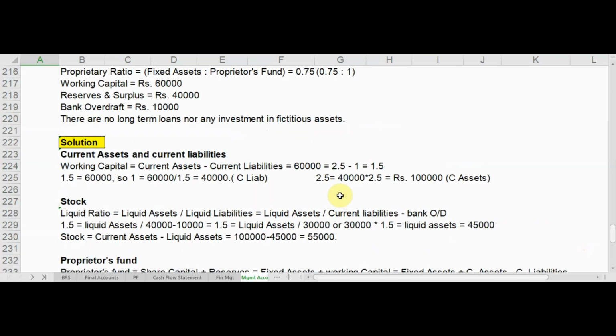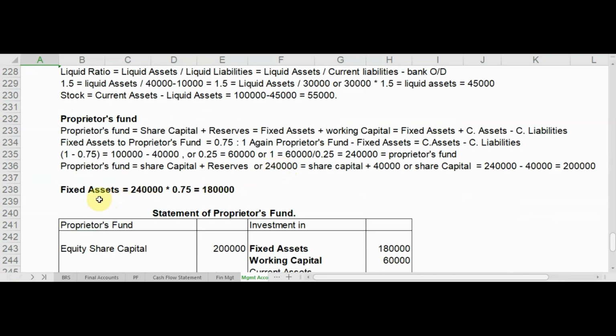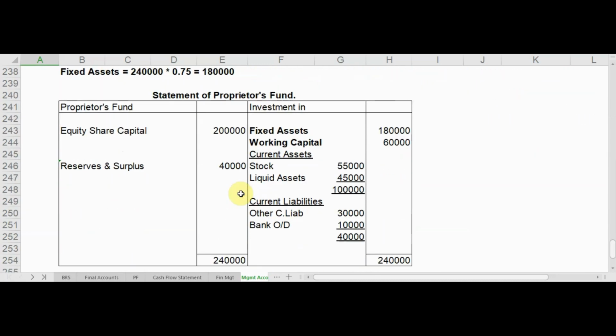And fixed assets to proprietor's fund equals 0.75. So fixed assets equals 2,40,000, the proprietor's fund, into 0.75. So fixed assets equals 1,80,000. So with all this information, we will have to prepare the proprietor's fund.